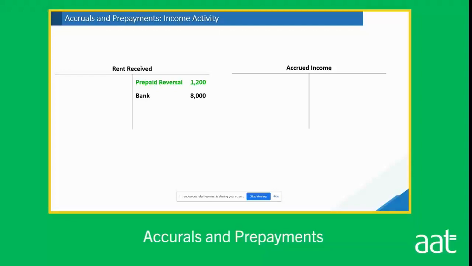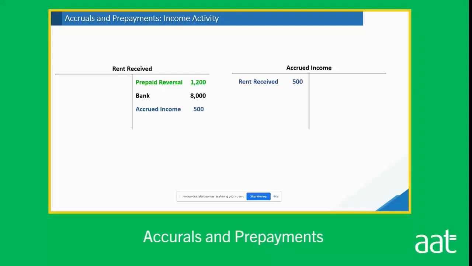And that £500 that was remaining outstanding, and there's our clue word, outstanding at the end of the period. It's an accrual because income is missing. It needs to be accounted for. It hasn't yet been received. And therefore, I will credit my income account and I'll debit my accrued income account.